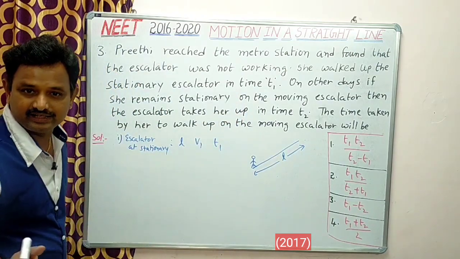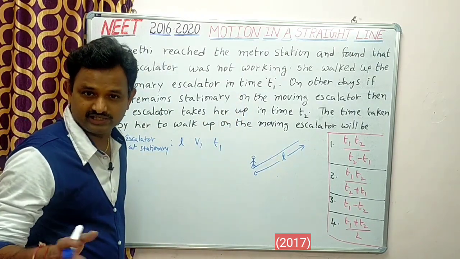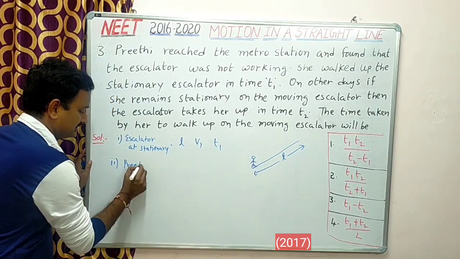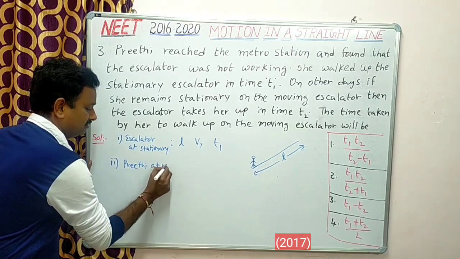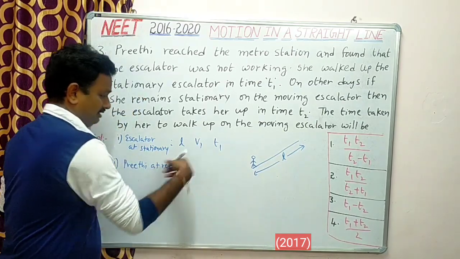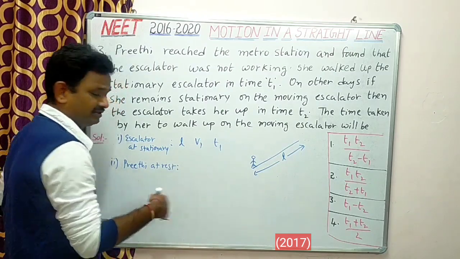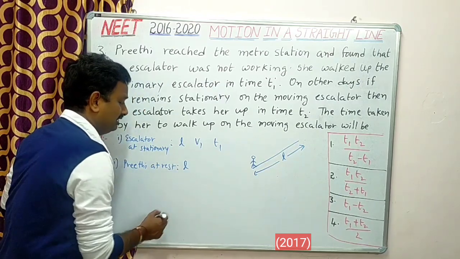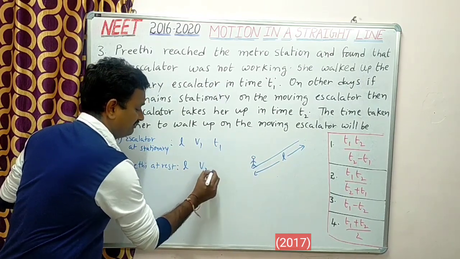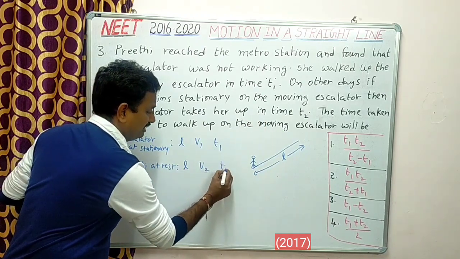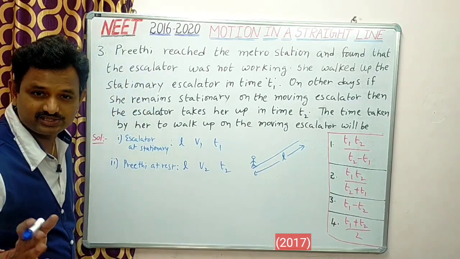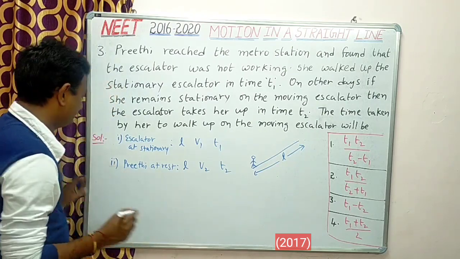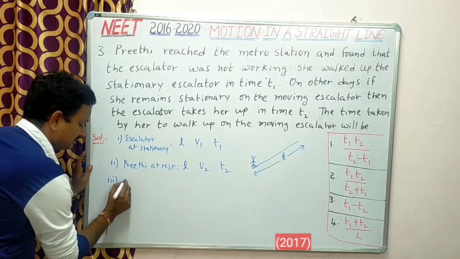Okay. For the second case, Preeti is at rest, the escalator is moving. See, second case, Preeti at rest. Okay. So here the length of the escalator covered, that means the escalator covers the same length, that means L, and if I consider speed V2 and time T2, they are given. Okay. In the third case, Preeti is walking on the moving escalator, that means both are in motion. See, third case, both are in motion.